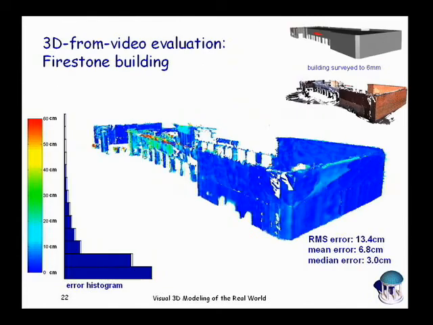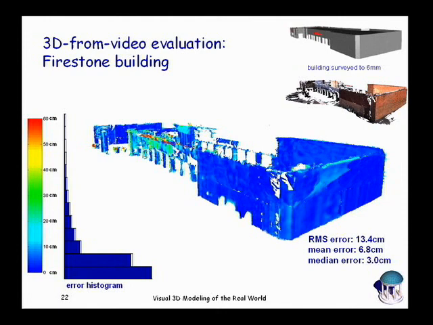OK, so here are some results. This is a building that DARPA surveyed for us, or asked a company to survey. It has been surveyed within 6 millimeters, using fixed stations of laser scanners and then theodolites to line up everything. So it's very high accuracy, and it was used as ground truth to compare our model to.